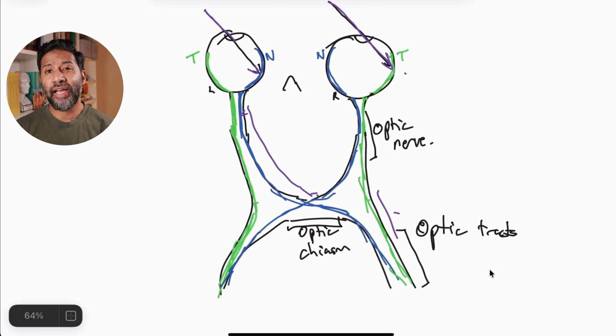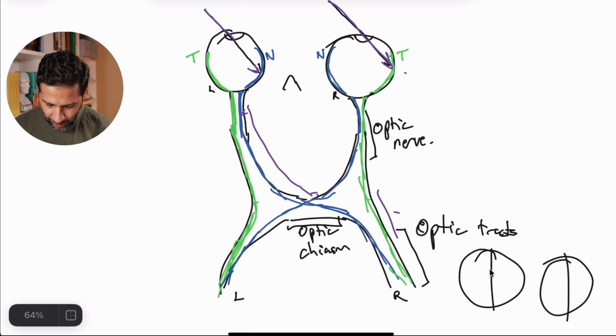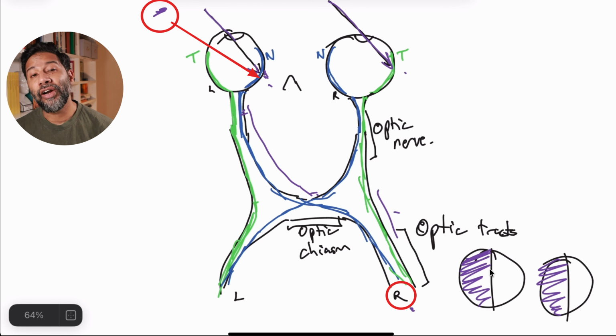So after the chiasm, the left optic tract carries fibers from the right visual field of both eyes. The right optic tract carries fibers from the left visual fields of both eyes. So the right optic tract, if we were to draw what the patient was seeing in terms of their visual fields, the right optic tract would be seeing the left side of the world. And that's because the image from the left side of the world has made its way onto the right side of the eye. The fibers have crossed over, and the right optic tract is now carrying those fibers combined.